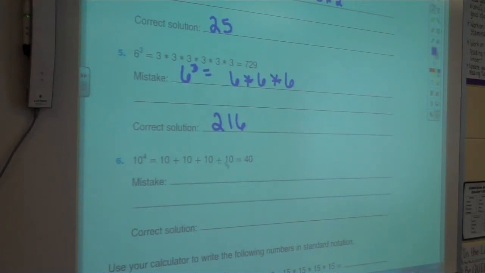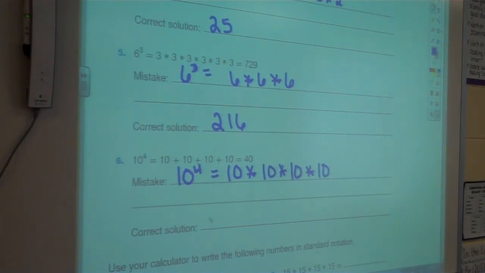10 to the fourth equals 10 plus 10 plus 10 plus 10 equals 40. What's the mistake? I wish other people would raise their hands. You're letting a lot of your classmates do all the work. Maya? They're adding and they're supposed to be multiplying. So 10 to the fourth equals 10 times 10 times 10 times 10.